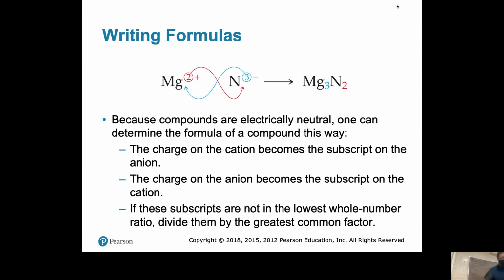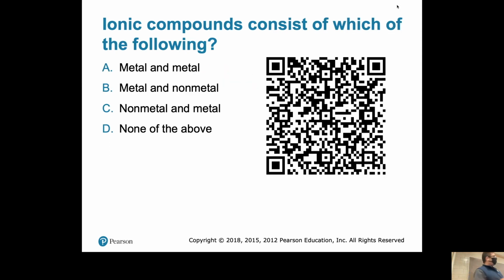All right, good stuff. Let's see where we are. Okay, there we go. So here's your next question. I was going to end the class soon, but we still have a couple minutes left. Ionic compounds consist of which of the following? A metal and a metal, a metal and a nonmetal, a nonmetal and a metal, or none of the above? Let's see how you answer this.